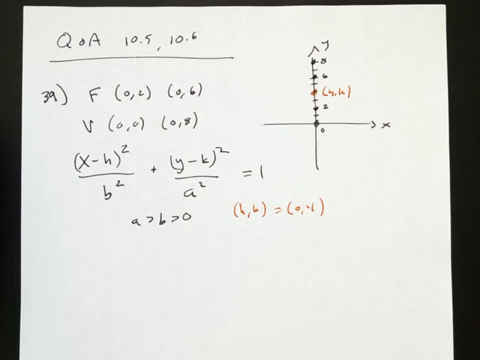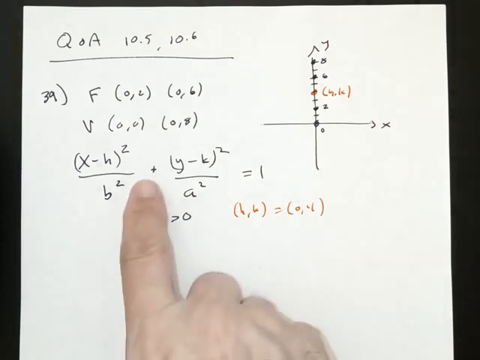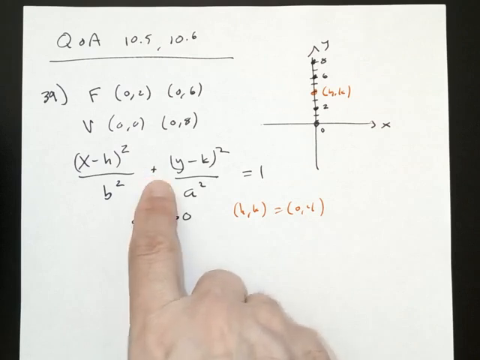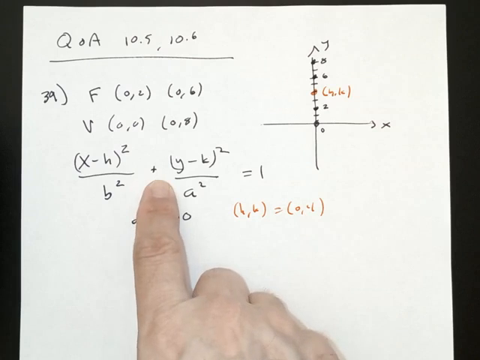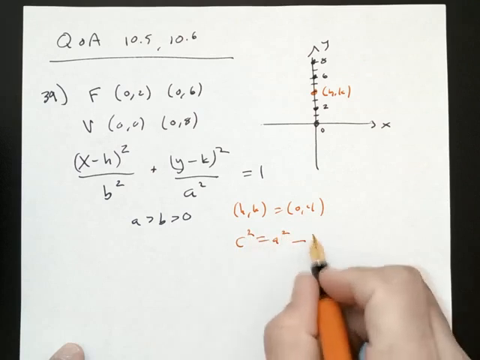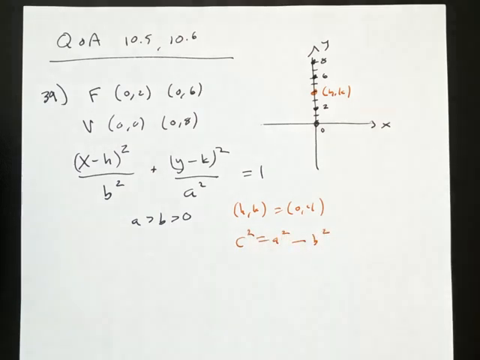The other numbers, a and b and c, come from distances. c is not actually in the equation. Where does c come from? That's not true for an ellipse. That's true for a hyperbola. Because in a hyperbola, this is a minus, so we use a plus. In an ellipse, this is a plus, so we use a minus. In an ellipse, it's c squared is a squared minus b squared. Great.